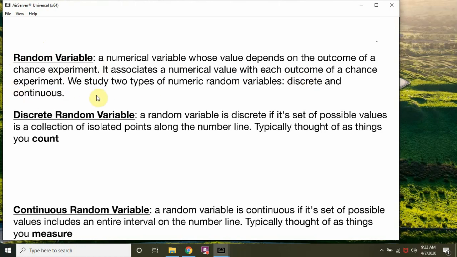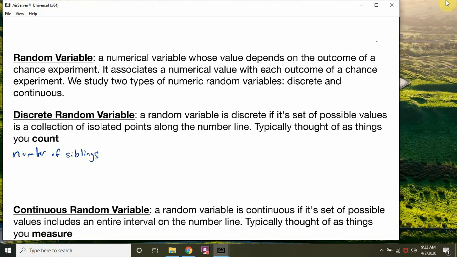All right, so let's talk a little bit about discrete random variables. Okay, a random variable is discrete if its set of possible values is a collection of isolated points along the number line. Okay, basically it can just take on certain values, typically thought of as things we count. So some examples might include, like if we ask, how many siblings do you have? Number of siblings, right? We could gather data from a bunch of people, ask the number of siblings they have, but that's something we count. You can have 0, 1, 2, 3, or so on, whole number of siblings.